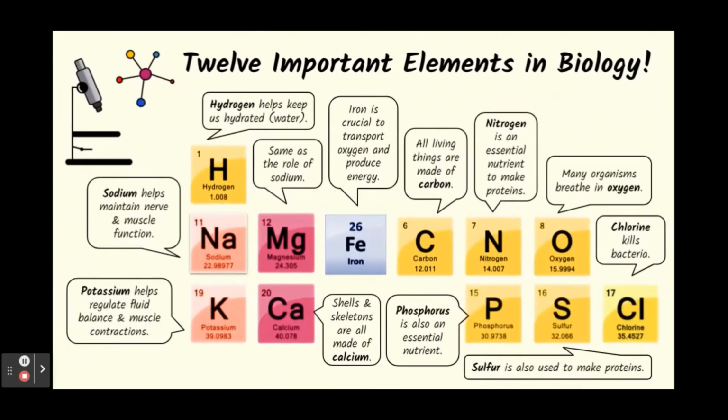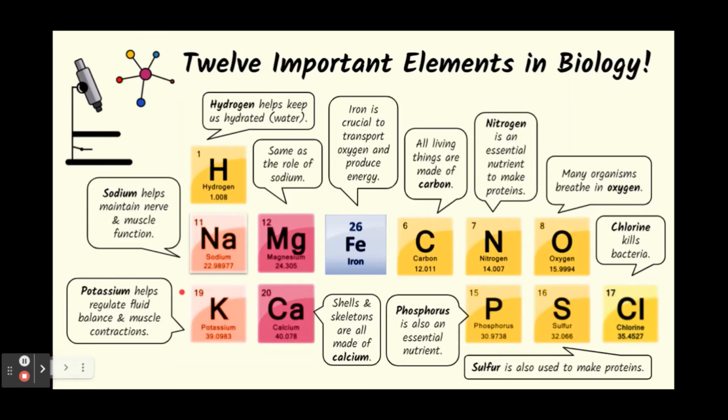All right, so here are 12 important elements in biology, because we are talking about biology here, so let's relate it back to that. So first we have hydrogen. Hydrogen is an element that helps keep us hydrated. So we know H2O, water. And then we have sodium. So sodium helps maintain nerve and muscle function. And its symbol is Na, it's the 11th element.